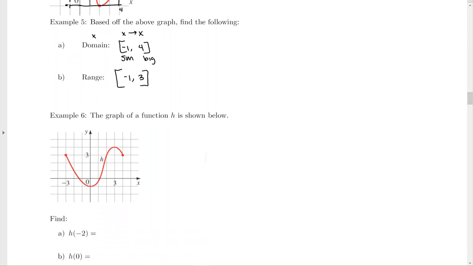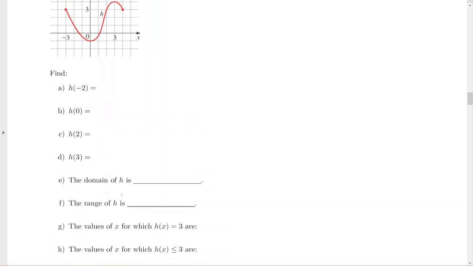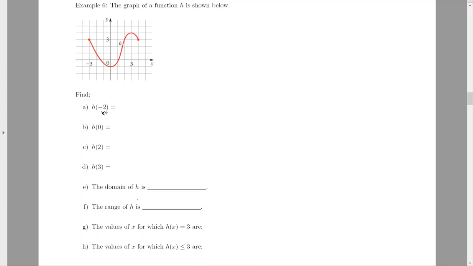Okay. Using this graph, there's a whole bunch of questions on this one. Starting with what is h of -2? Again, this is the x. So I go on the x-axis to -2, and how high up do I have to go? What comes out is the y value that I'm looking for. Y is 1. When x is 0, your y value is -1.